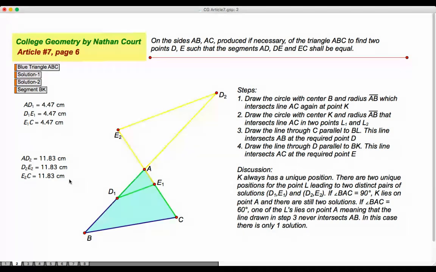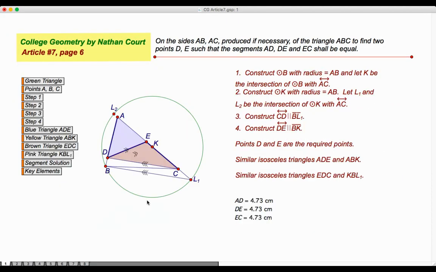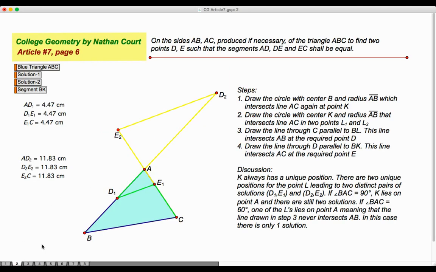The procedure here is nothing but this same procedure. It's just that instead of using L1 here, I will use it on this other side, okay? And that's what you've got. So here's the procedure. K will always have a unique solution. There are two unique positions for L, leading to two distinct pairs of solutions, D1, E1, and also D2, E2. If BAC is 90 degrees, K lies on A, and there are still two solutions.